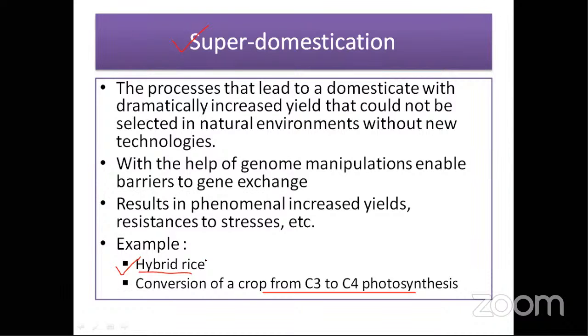So another thing which I mentioned over here is C3 to C4. C3 mechanism is something different and C4 mechanism is something different. If the plant changes from C3 to C4, in that way we can manipulate the amount of photosynthate that the plant produces, the amount of photosynthesis that can be accumulated in the form of seed or fruit. So a major jump can happen if we can convert the plants from C3 to C4. Okay, so that is about the process, that is super domestication.